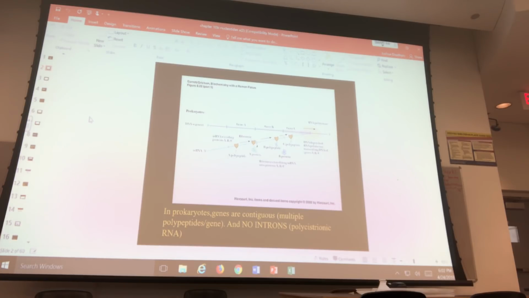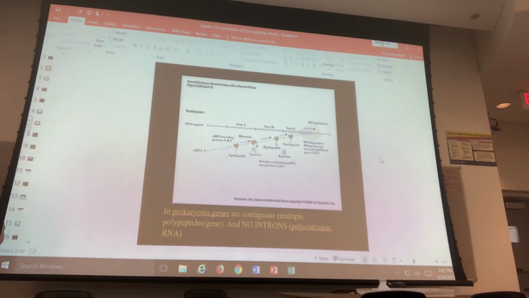Some things to watch out for, and it may not be everything. Polycistronic mRNA are in prokaryotes, so only prokaryotes are polycistronic. Polycistronic mRNA has multiple genes on it. That's why we call it polycistronic. It's one mRNA with multiple genes encoded on it. To contrast that, the word we use to describe that is contiguous, which is listed here.